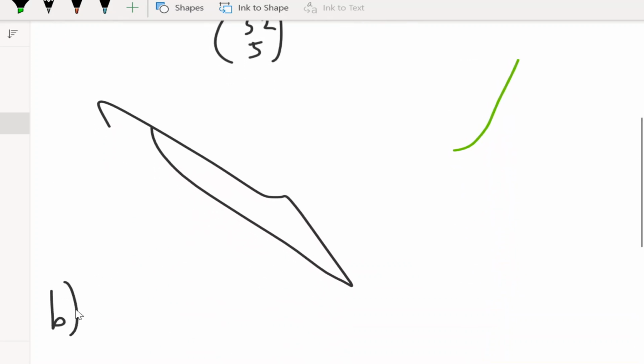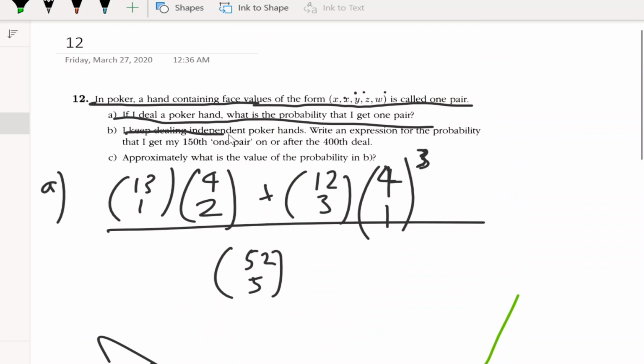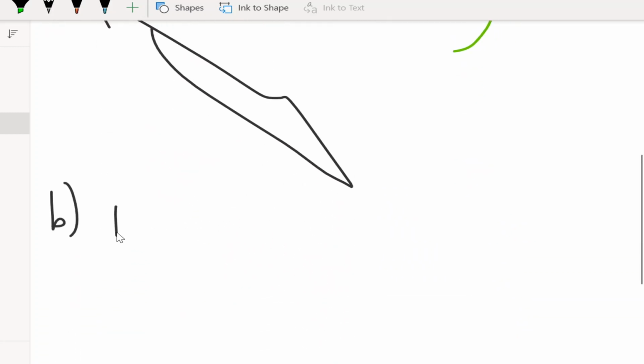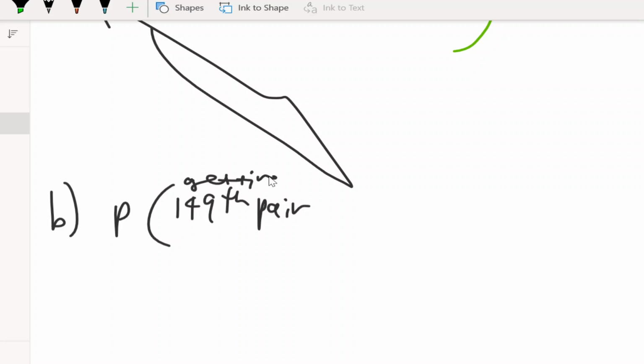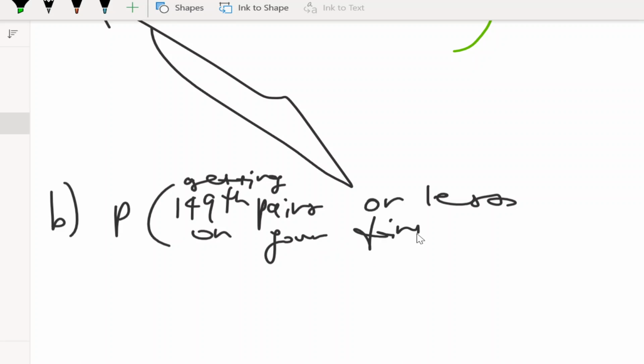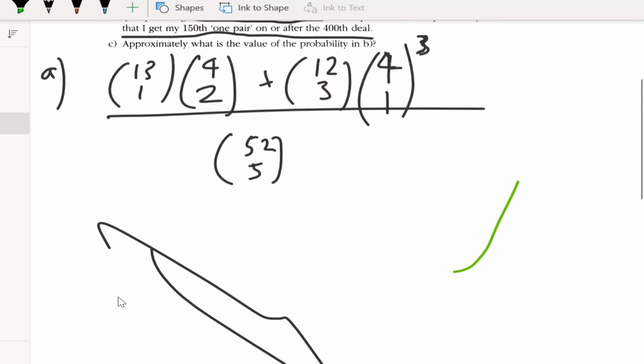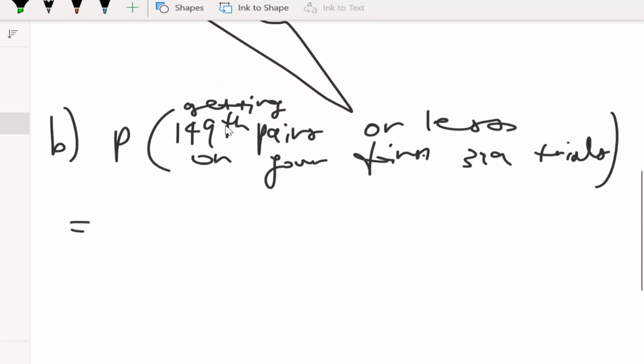So let's do part B. Okay. So if I keep dealing independent poker hands, write an expression for the probability that I get my 150th one pair on or after the 400th deal. So that's equivalent to getting 149 pairs or less on your first 399 trials. Once again, probability of getting 149 pairs or less on your first 399 trials.